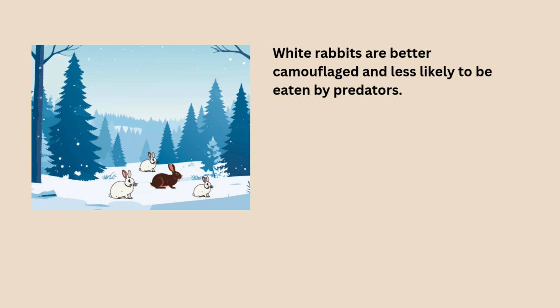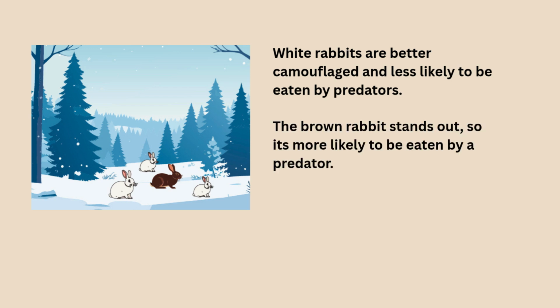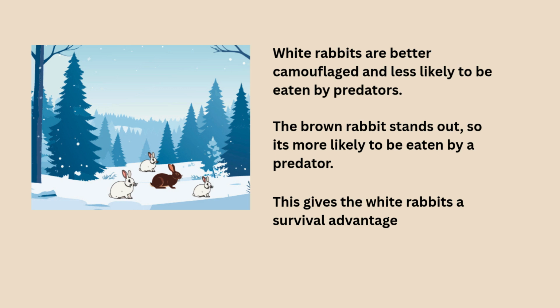As an example, white rabbits are better camouflaged in a snow scene and less likely to be eaten by predators. However, the brown rabbit stands out, so it's more likely to be eaten by a predator. This is an example of variation, and it gives the white rabbits a survival advantage.